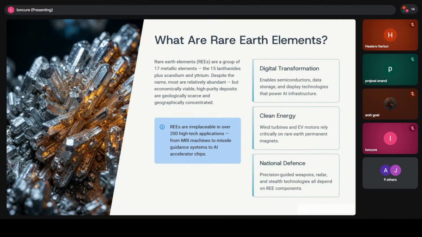These elements are extremely important in modern technologies. For example, in digital transformation, they support semiconductors, displays, and data storage systems. In clean energy, they are used in electric vehicles and wind turbines. And in national defense, they are critical for radar systems, missile guidance, and advanced military electronics. This makes rare earth elements strategically important for both economic and technological development.